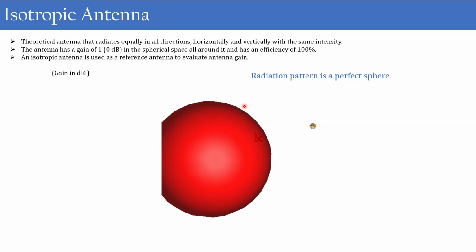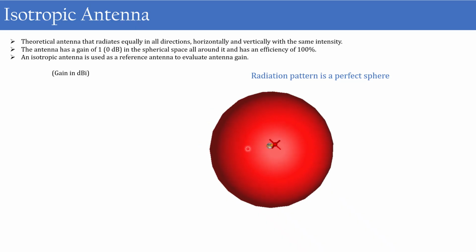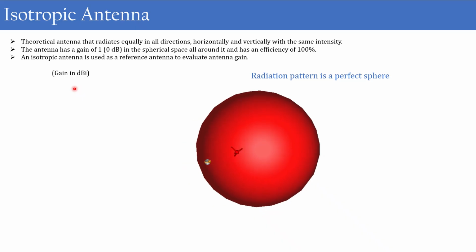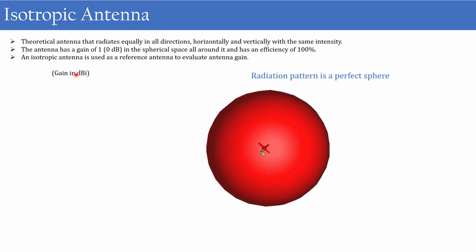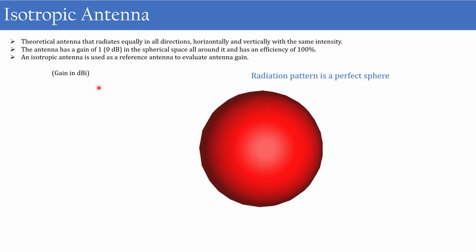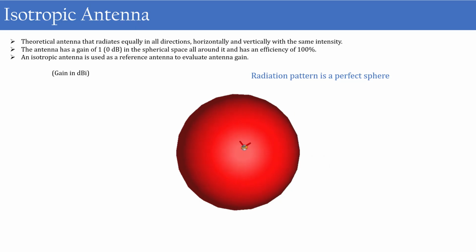We usually use this isotropic antenna as a reference antenna to evaluate other antennas. You know that we are considering the gain of the antenna in dBi. This means that we are measuring the gain of the antenna with respect to an isotropic antenna. So this isotropic antenna is just a hypothetical concept.